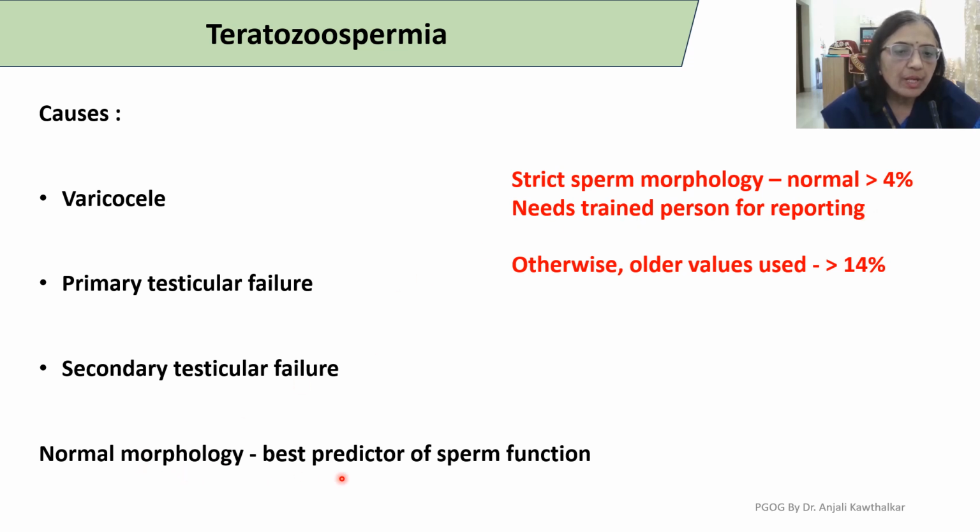Normal morphology is the best predictor of sperm function. When we compare sperm motility, sperm count, and sperm morphology, out of these three, sperm morphology is the best predictor of sperm function. Function is the ability of the sperm to go for fertilization.